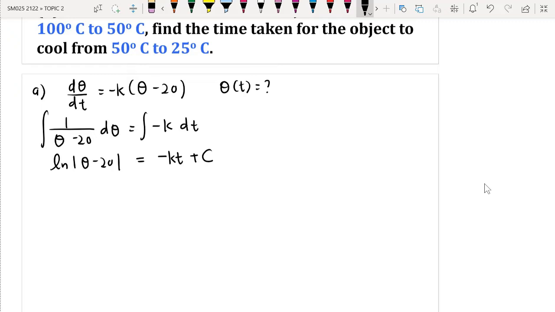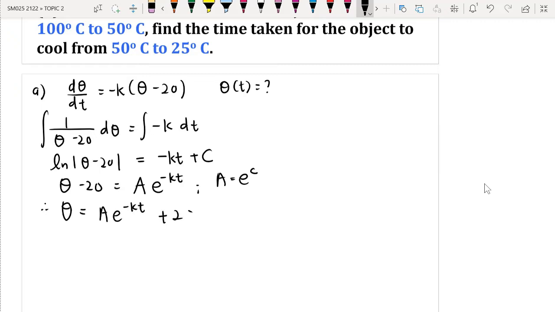But remember, we have to find theta, which means we have to simplify that part. In order to eliminate ln, we can exponentiate both sides. So theta minus 20 is basically e to the power of negative kt times e to the c. e to the c I change to A, where A is basically e to the c. So finally, our theta will be A e to the negative kt plus 20. And that would be the particular solution.